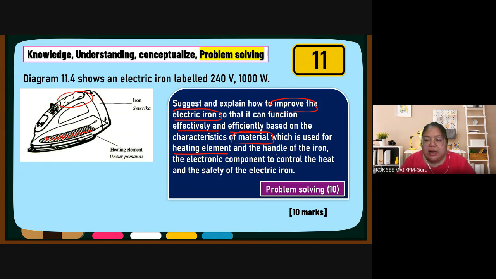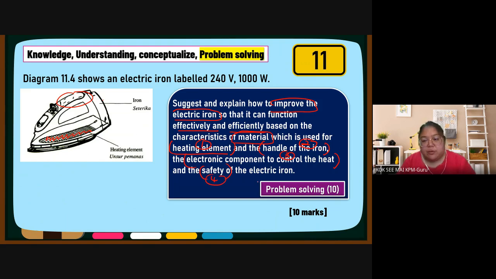Okay, and also the handle of the iron, the electronic component. So first you have to talk about the heating element, second you talk about the handle, third the electronic component to control the heat and safety. Okay, so actually it does not directly tell you, because inside the sentence they say you must mention the material for the heating element. Number two, you must say the material of the handle of the iron. Okay, number three, you must talk about the electronic component to control the heat. Okay, number four is safety.